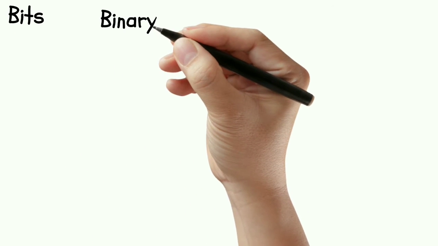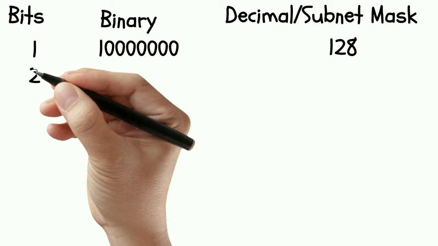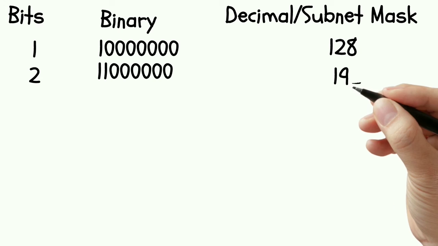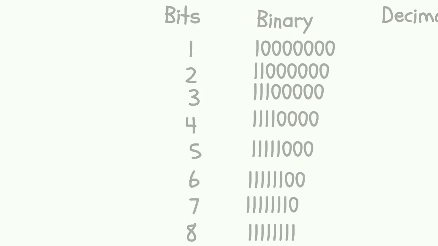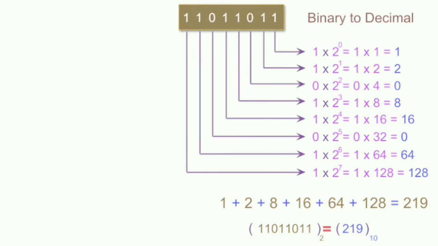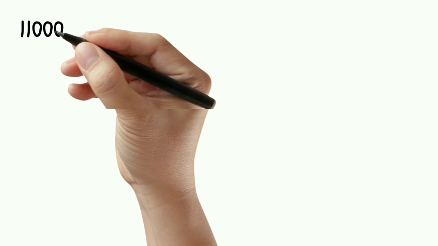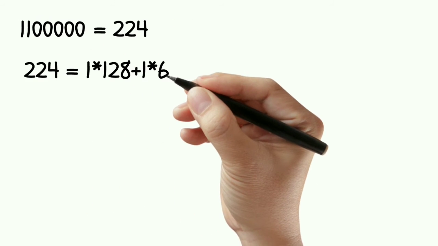Here is the table that shows the subnet mask. So just pause the video and memorize the table. Here is the table that shows how to convert binary to decimal. How we got 224 from binary is explained here.